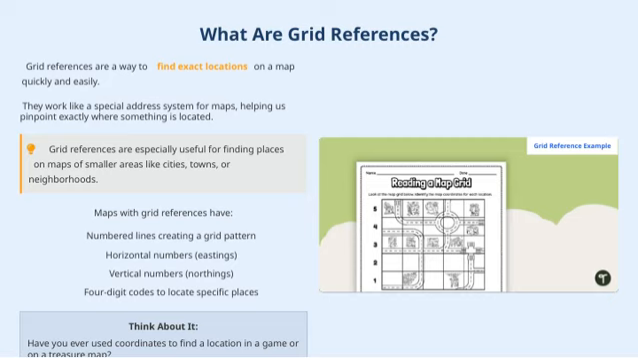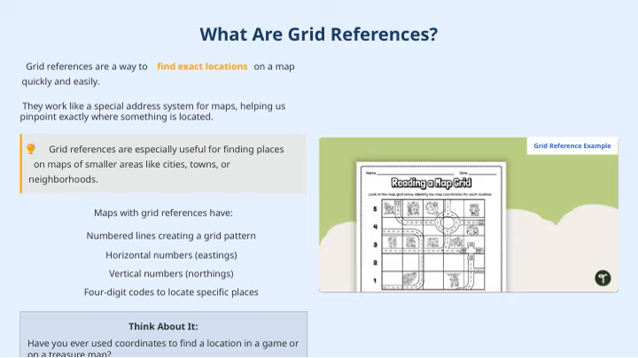Let's talk about what grid references are. Essentially, they are a way to find exact locations on a map quickly and easily. Think of them like a special address system for maps, helping us pinpoint exactly where something is. This is especially useful when we're dealing with smaller areas like cities, towns, or neighborhoods.